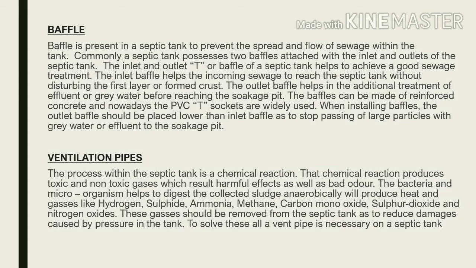The bacteria and the microorganisms help to digest the collected sludge anaerobically and will produce heat and gases like hydrogen sulfide, ammonia, methane, carbon monoxide and sulfur oxide. And these gases should be removed from the septic tank, as well as to reduce the damage caused by the pressure in the tank. To solve this, a vent pipe is necessary on the septic tank.